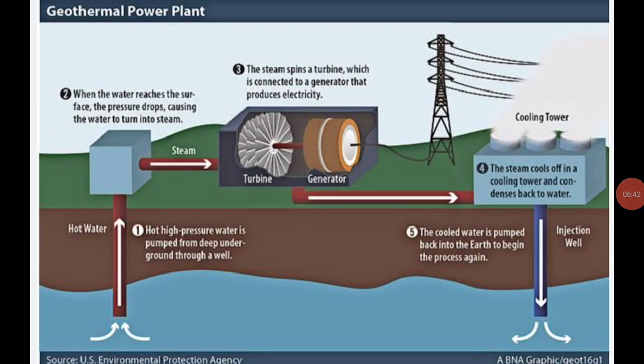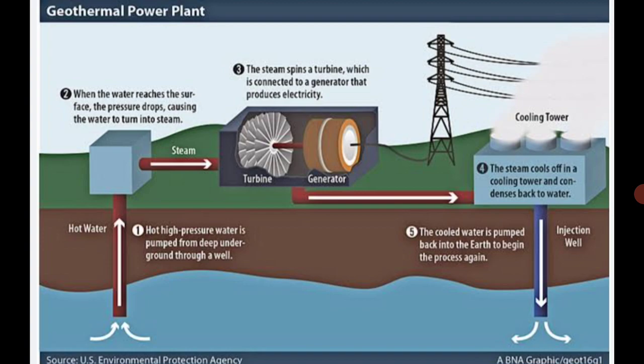Since the picture wasn't clear in the slide, now here I'm going to explain clearly how this geothermal energy works. So here you can see step number one, hot high pressure water is pumped deep underground through a well. The next step is when the water reaches the surface, pressure drops, causing the water to turn into steam. The third step is the turbine.